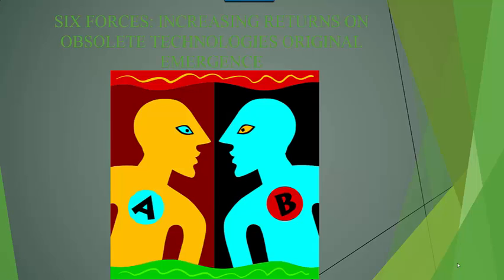Six forces. Increasing returns on obsolete technologies' original emergence. The force of increasing returns results from a competition between two similar technologies. Thornburg says that the state of increasing returns will occur when two technologies hit the market at the same time. By chance, one technology drives the other technology into extinction.